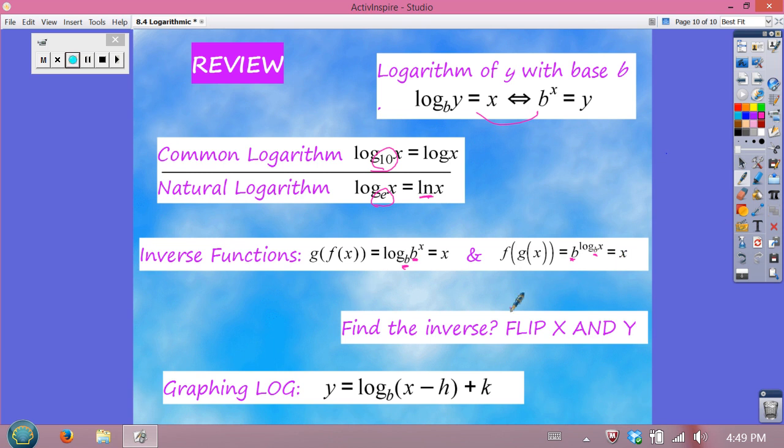How do we find the inverse? Flip your x and y and solve for y. Same thing when you're graphing. First we'll look at our new origin, (h, k), plot points for our b to the x powers, flip the x and y, and plot those points. And that will conclude the lesson.